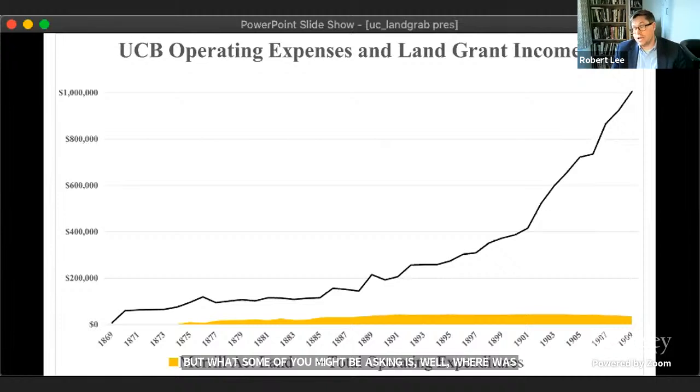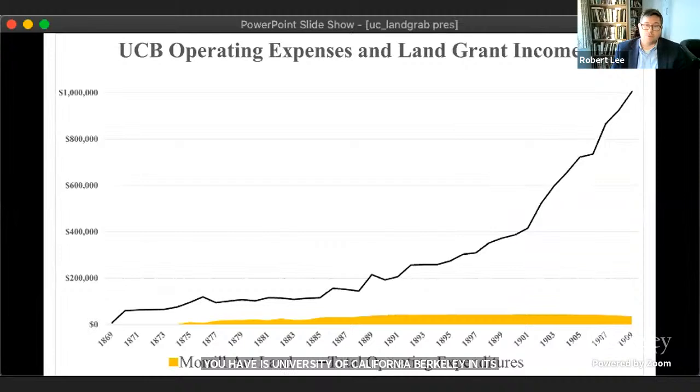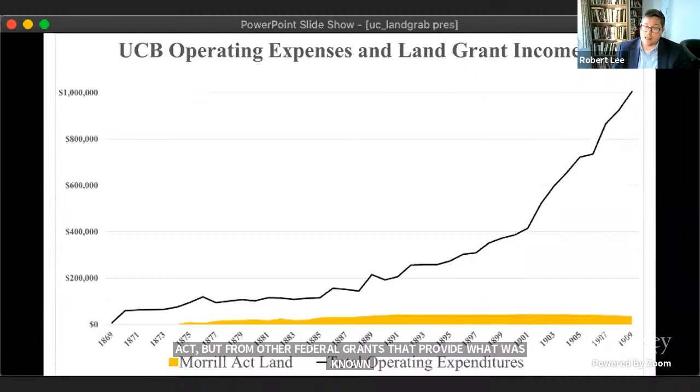And the answer to that is that in the earlier period, it's coming from other land grants that were not the focus of our piece. So what you have is the University of California, Berkeley, in its early years, benefiting not just from the Morrill Act, but from other federal grants that provide what was known as university land. There's a grant for seminary land for California that gets funneled into the University of California.